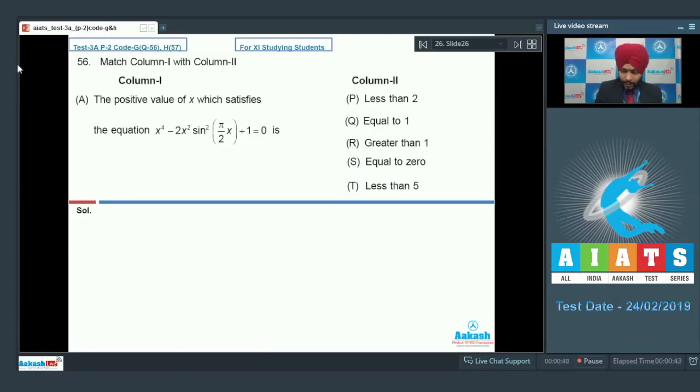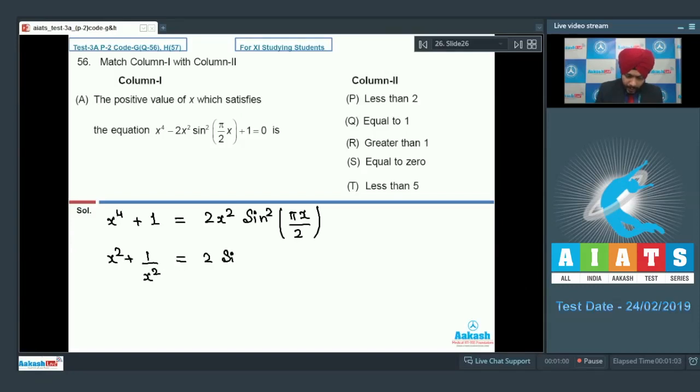So students, let us solve this trigonometric equation. X power 4 plus 1 is equal to 2x square sine square pi x by 2. Dividing by x square on both the sides, I have x square plus 1 by x square is equal to 2 times sine square pi x upon 2. X square is always a positive quantity. So in left hand side we can apply AM-GM inequality. So left hand side is clearly greater than equal to 2.